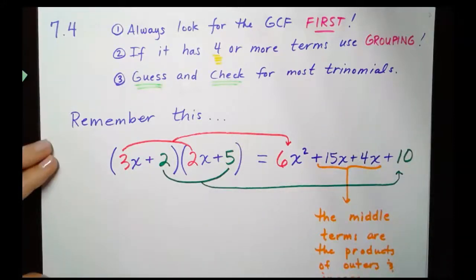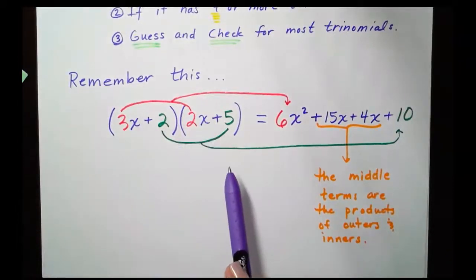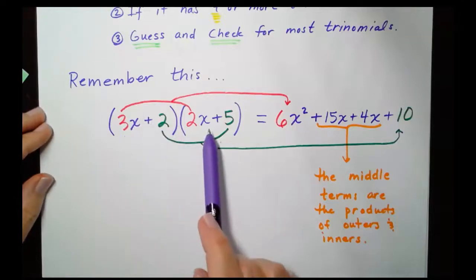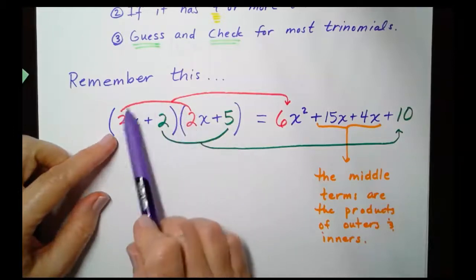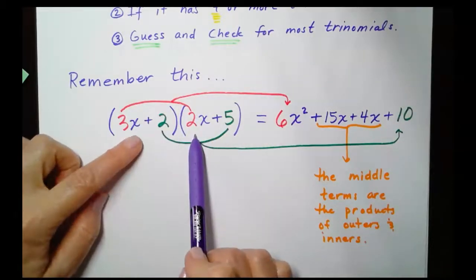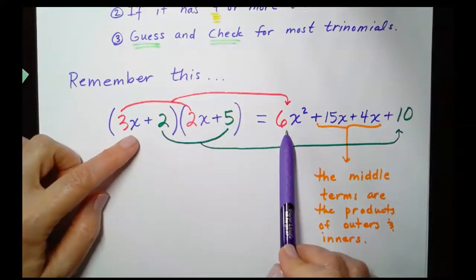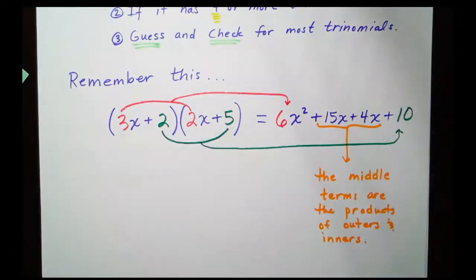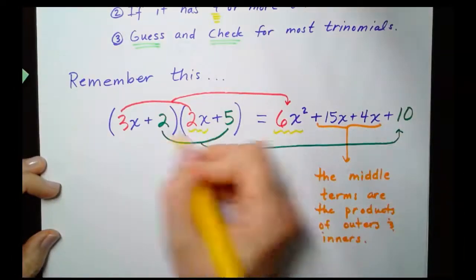So I've got you something to remember here. Remember this, and yes, I'm just using the FOIL method once again. 3x plus 2 times 2x plus 5. So if we multiply the first terms together, and you can see that that's done in red, 3x times 2x is 6x squared. Those are the first terms. So this first term on the right-hand side, that's the product of the first sides here.